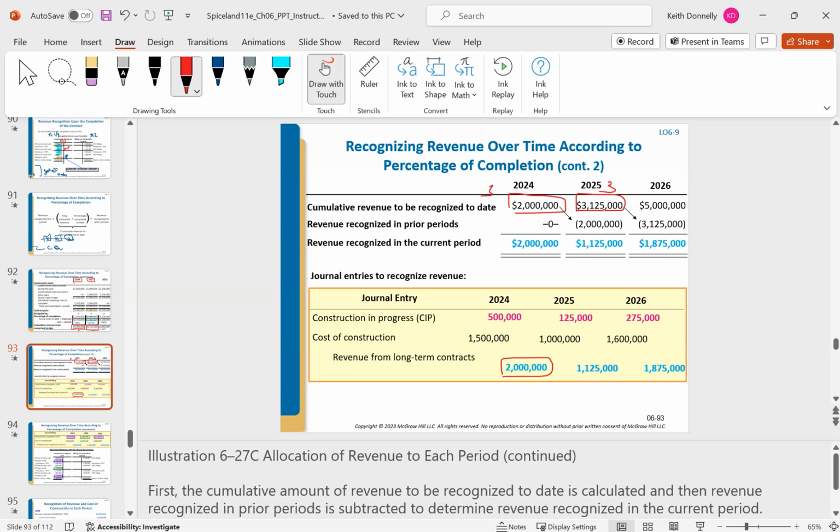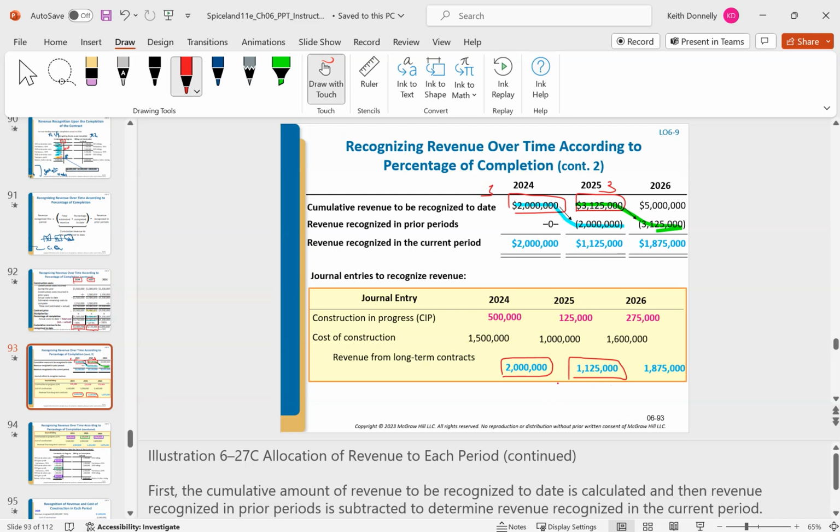Will be the 3.125, step 3, and then we take what we recognized before. The 2 million from before comes down. That kind of pattern. This is a schedule. You can see it's just the schedule, it's math, you repeat itself. We take the 3 minus the 2. That's how we get the credit here.